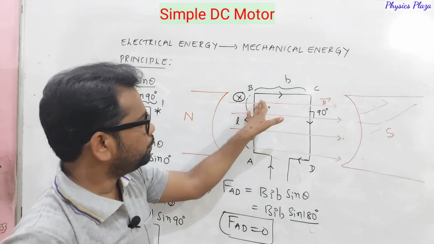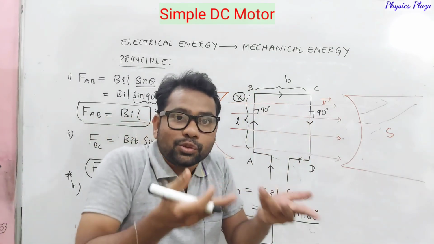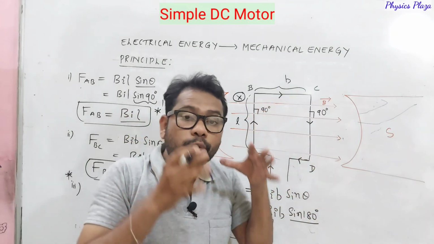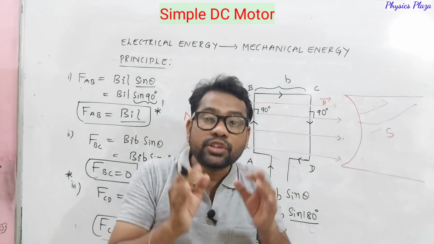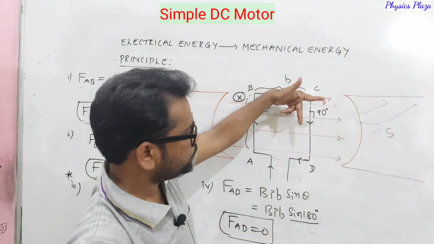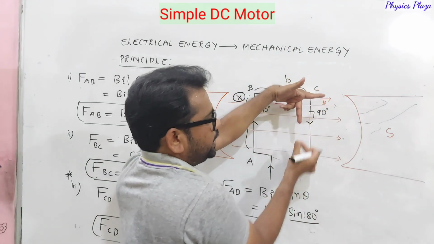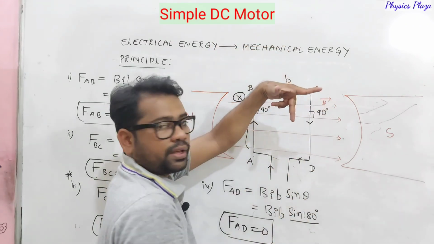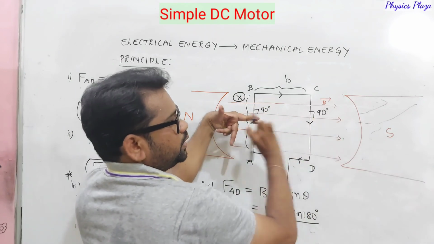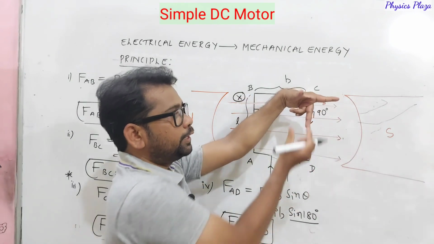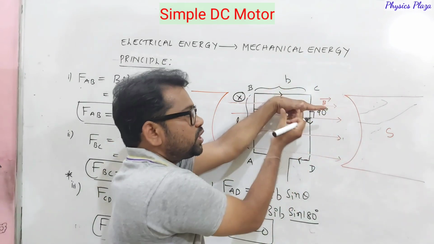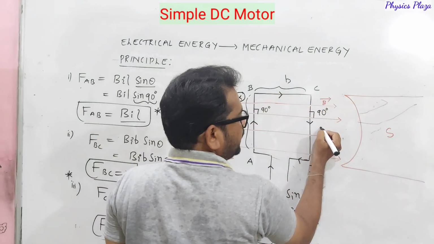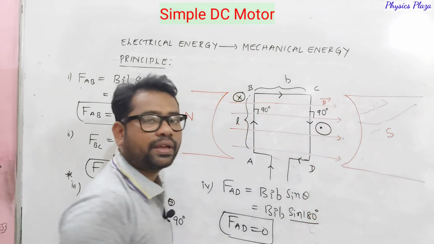Now BC and AD, no headache because no force is acting. Now come to CD. On CD the force acting is F equals BIL, but in which direction? It should be in the direction of the current. The central finger in CD points downward, the forefinger is in the direction of the field, and the thumb is showing out of the board. So here the force is acting out of the board. Children, very important.